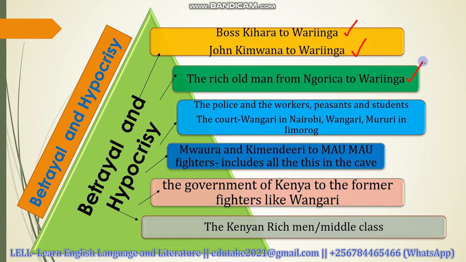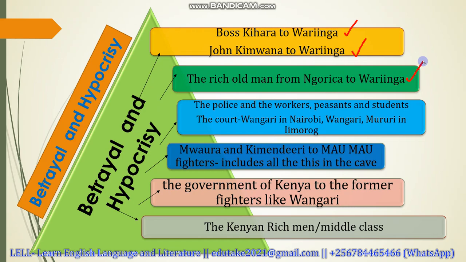Even when we know that he has all the ability to do that, he pretends to be so loyal to the church, to the family, that he cannot continue the relationship anymore. And that is because Waringa has got pregnant. So that is betrayal and hypocrisy on the side of the rich old man from Ngorika, who will later learn that he is actually Gaturia's father.